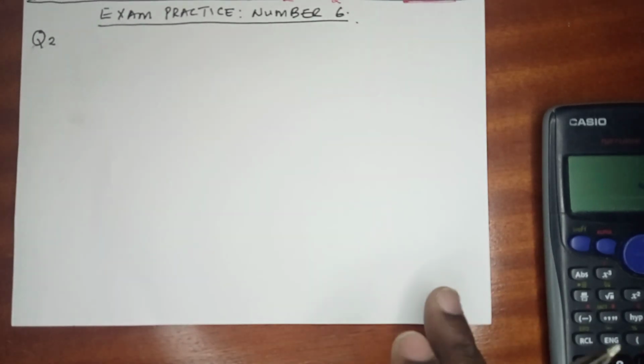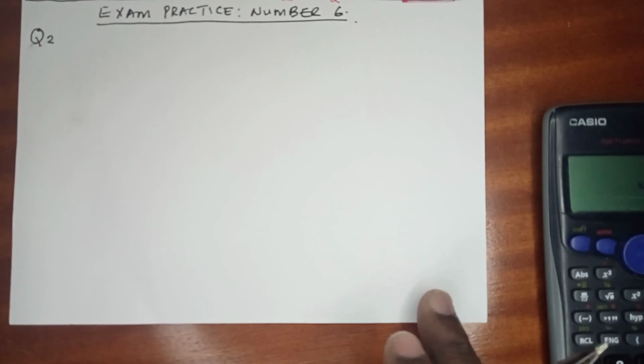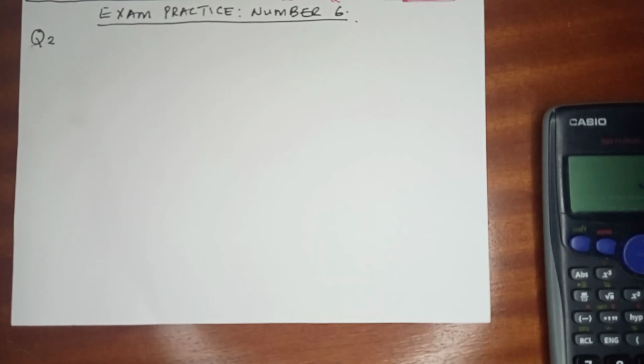Of Edexcel International GCSE 9-1 Mathematics A Book 2, Topic 1, Number 6. I want us to go through some questions in exam practice number 6, and we are going to start with question number 2.